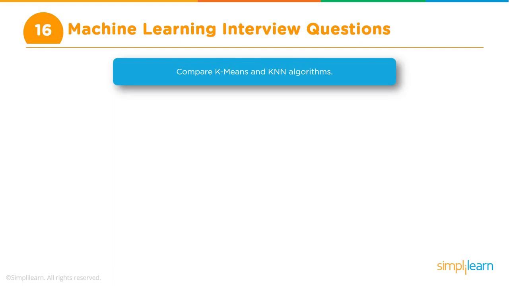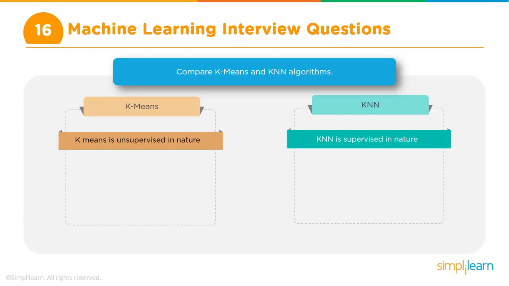The next question is, are KNN and K-means clustering similar to one another, or are they the same? Because the letter K is common between them. Let us take a little while to understand what these two are. One is KNN, another is K-means. KNN stands for K nearest neighbors, and K-means, of course, is the clustering mechanism.